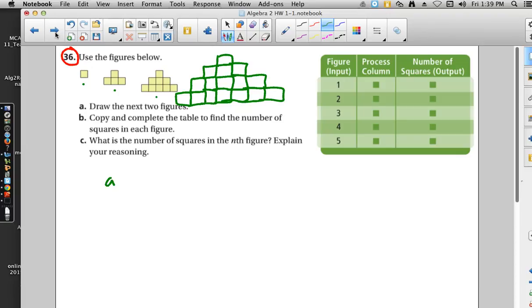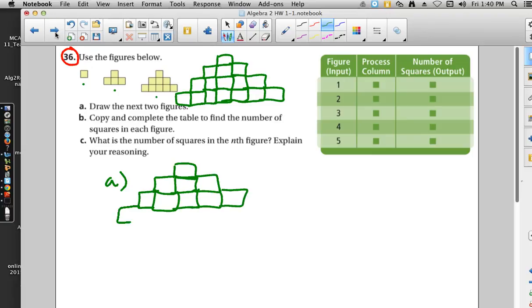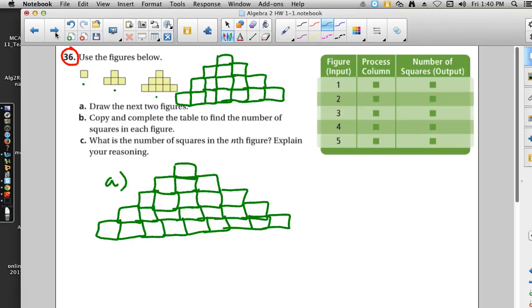And the next one after that, continuing on with A because they wanted the next two figures, we just keep building. Whew, got it. Draw the next two figures. There they are. And then it says copy and complete the table to find the number of squares in each figure. Okay, well there's 1 here.